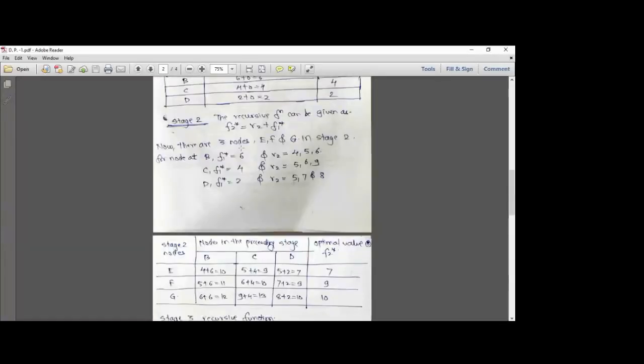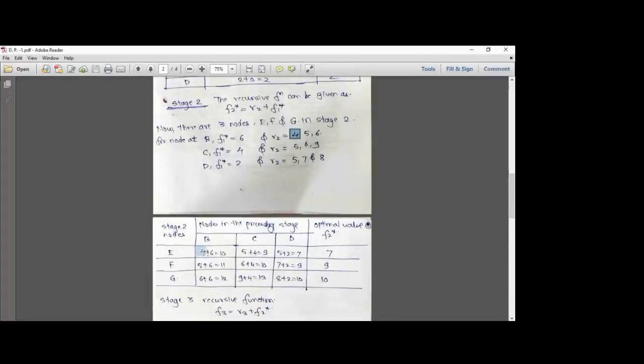So here now 4 plus 6. What is 4 plus 6? We have to substitute the values here now, right? So R2, that is for the B node, and we are going towards E. So what will be the value of B to E? It is 4, right? So 4, 5 and 6. So I wrote this value 4 here. What is the value of F1 star for node B? It is 6. So 4 plus 6 is equal to 10.